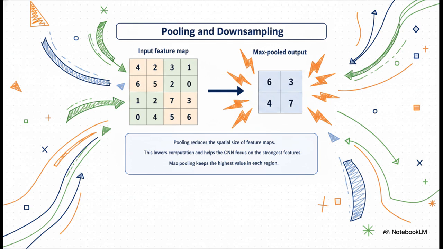So in the top left orange box, the numbers are 4, 2, 6, and 5. The max is 6, right? So that's what goes into our output map. Down in the bottom right yellow box, the numbers are 7, 3, 5, and 6. The max is 7. Just like that, we've instantly turned a 4x4 grid into a 2x2 grid, keeping only the most prominent features from each region.